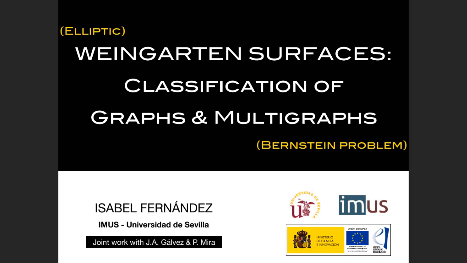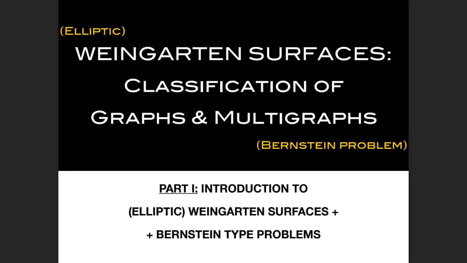So I've divided the talk in several parts. In this first part, I'm going to make an introduction to the theory of elliptic Weingarten surfaces and why they are related with CMC surfaces. And I'm going to also state the problems that we are going to address in the talk.